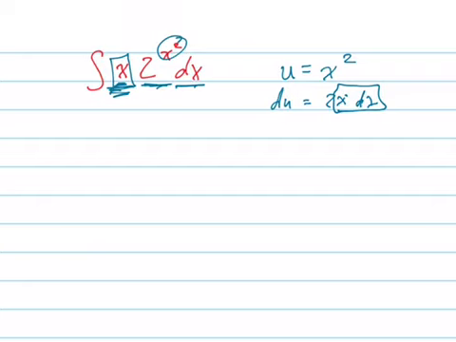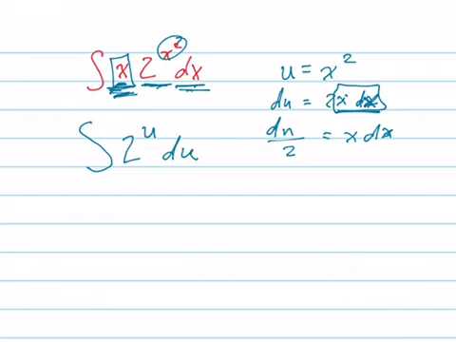So I substitute. Look what I have. See how I have x dx here? So I'm just going to divide by 2. See what I did? x dx is just du over 2. So now I'm going to substitute these things. This is the integral of 2 to the u, and then x dx is just du over 2. So I'm going to put the 1/2 out front.